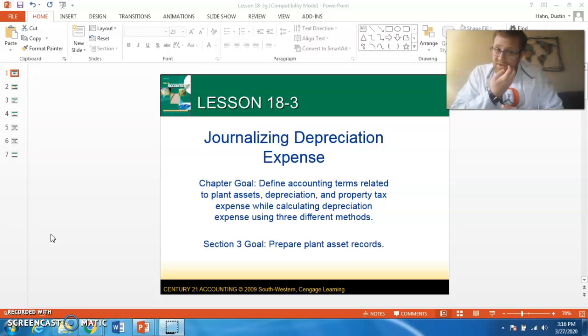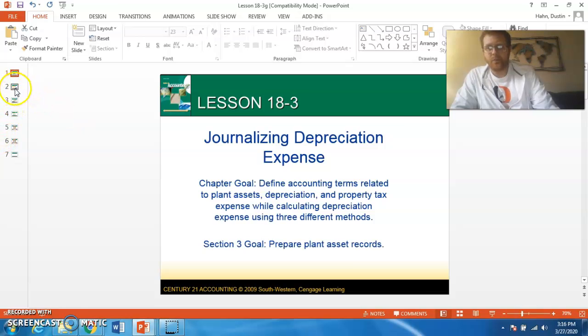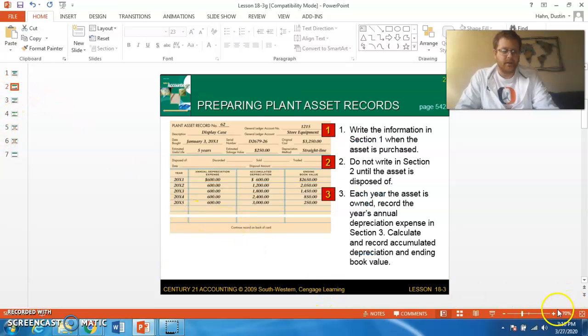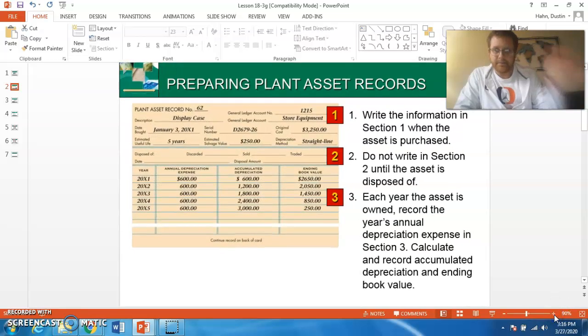Okay, so section 1, we worked with the property tax and plant assets. Section 2, we worked with depreciation, and then using the straight line method to determine the depreciation. Section 3, our goal is to prepare plant asset records. What one of those looks like, we are going to dig into that. I'll zoom in a little bit for you guys.